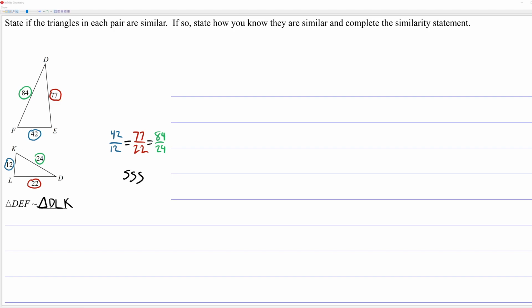So that's how you determine whether or not triangles are similar. Hope that helped.